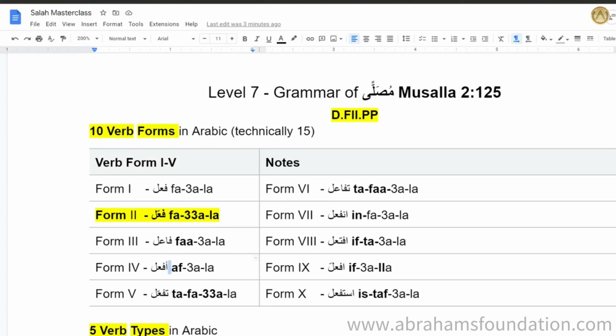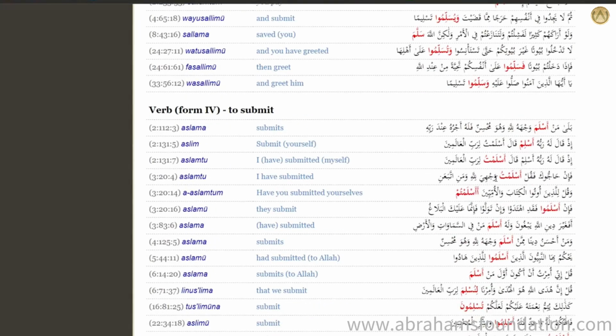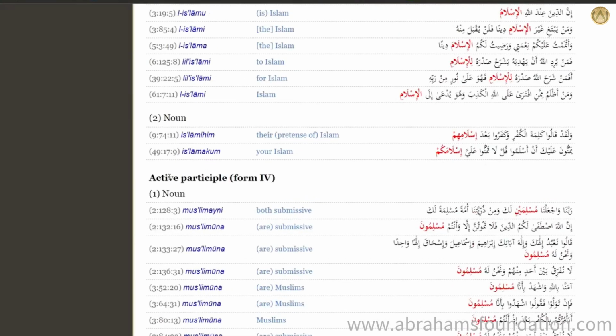So let's go back. In Arabic, if I want to say I am someone who surrenders, I am one who does aslam, I am this kind of person, how do you say that? You say Muslim. So all you do is put a mu in front of it, and you remove the little first thing here. It becomes Muslim. Form 4. If you go to Muslims here, you're always going to see active participle form 4 because it's connected to the verb form 4.